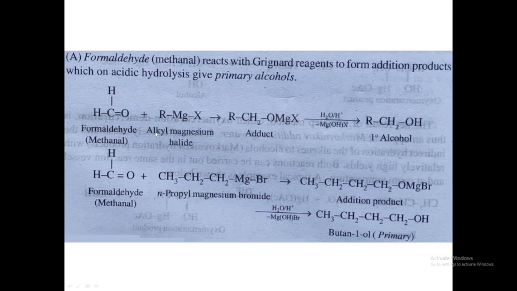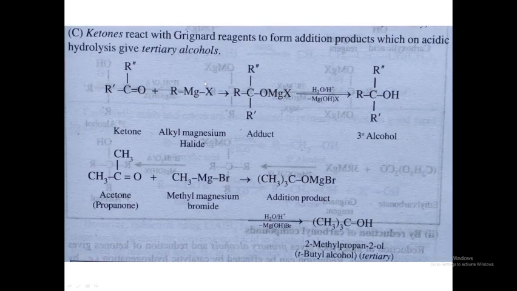Ketones react with Grignard reagents to form addition products, which on acidic hydrolysis give tertiary alcohols. Here we have taken a ketone as an example, reacting with Grignard reagent, and then we get an adduct, which on hydrolysis gives a tertiary alcohol. For example, here we have taken acetone reacting with methyl magnesium bromide, and we get an adduct, which on hydrolysis gives the tertiary alcohol.